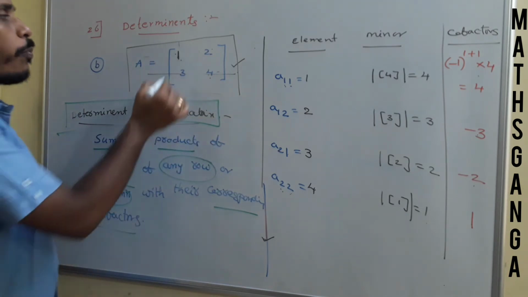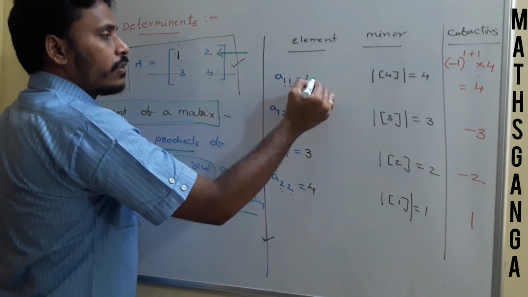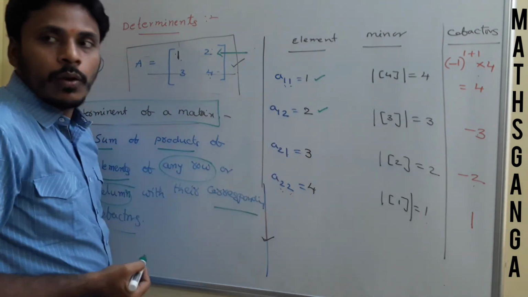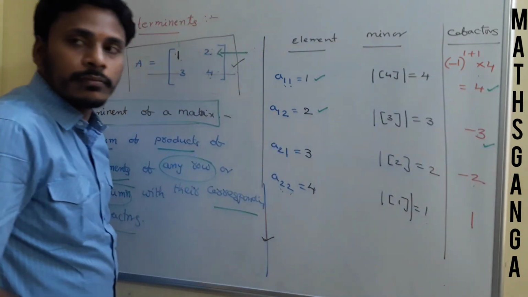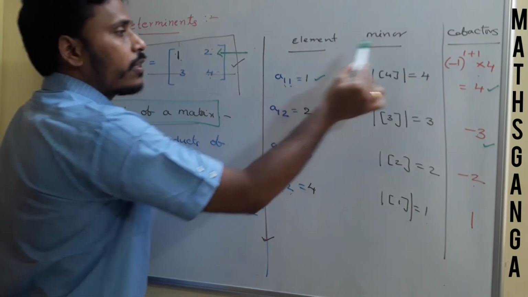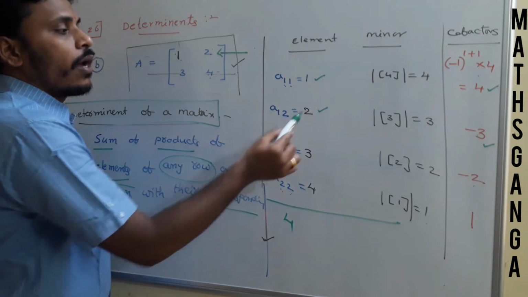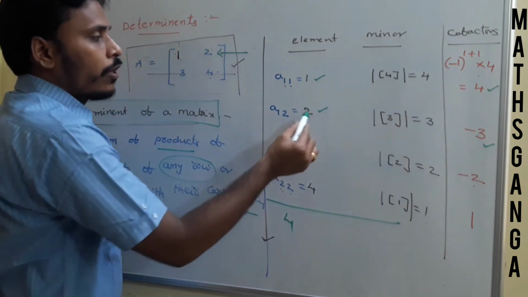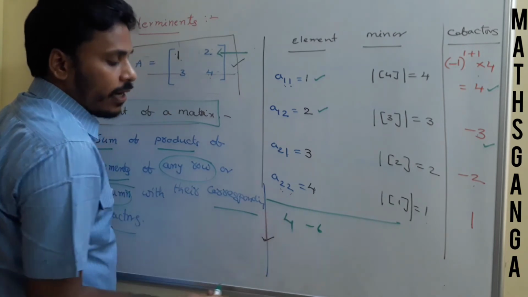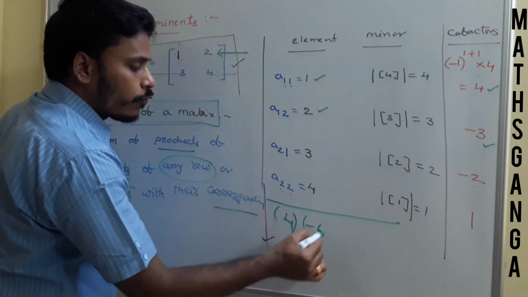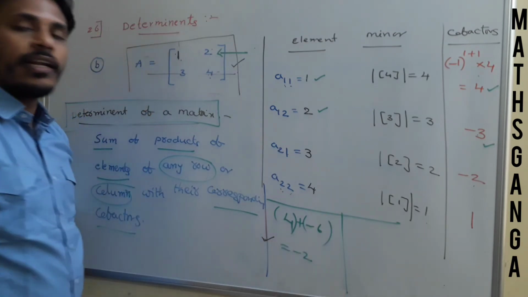Suppose you pay your attention on the first row. What is the first row? 1, 2. See, this is 1, this is 2. What are their corresponding cofactors? 4 and minus 3. You just multiply this 1 with 4. 1 with 4 is 4, and 2 with minus 3 is minus 6. We need to add this 4 and minus 6. Since we are adding 4 and minus 6, the result is minus 2. That's the way of finding the determinant.